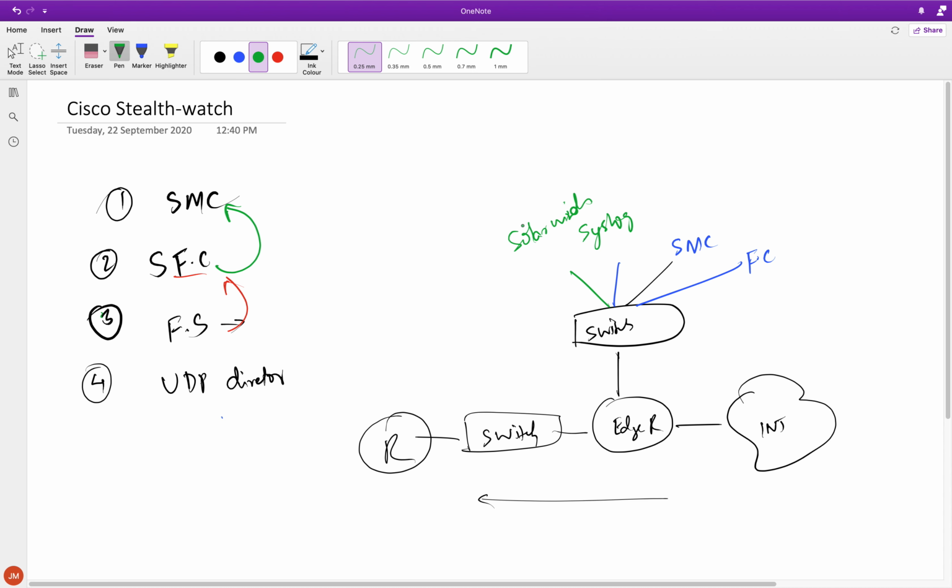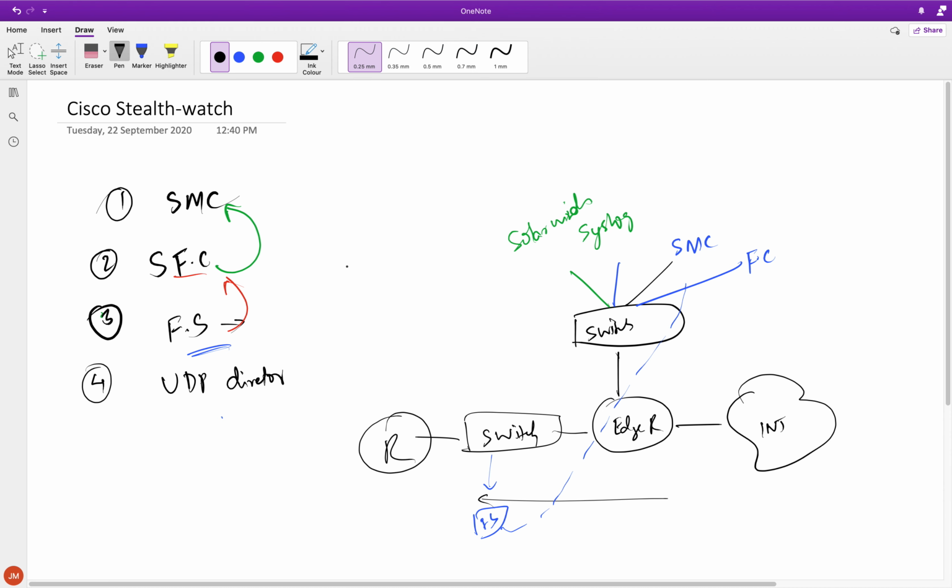Now, I already spoke about flow sensor. So the flow sensor would probably be somewhere down in your network, connected to a switch or something like that, and it would be sending traffic directly to your flow collector, which will then talk to your SMC. So flow sensor is pretty much clear. It is mainly used when your devices don't have NetFlow capability, and you want to simulate the NetFlow capability from your devices, and it can send the flows to the flow collector. But UDP director, that's what we were talking about.